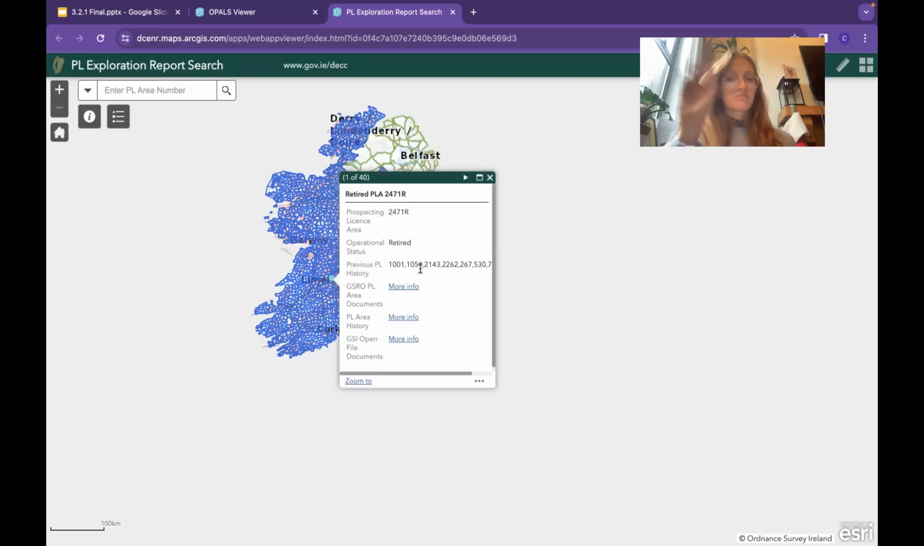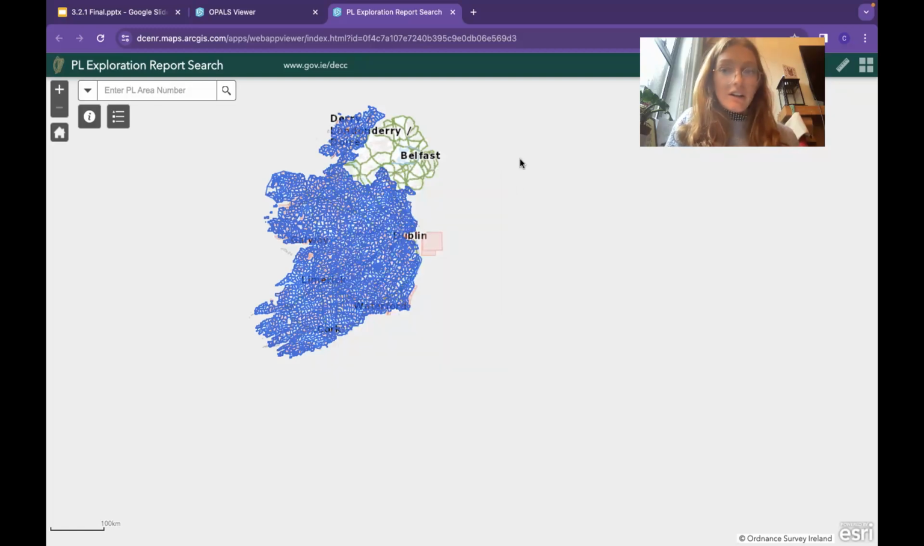But this one's retired. So not every single dot here is a mine that might be opened, but this is a license that was there and it was either never used or the mine was opened and retired. So it's interesting to go in with your students and look at your local area or an area that they care about, an area that they love, and ask, is there an open license here for potentially looking for minerals and mining in your area?